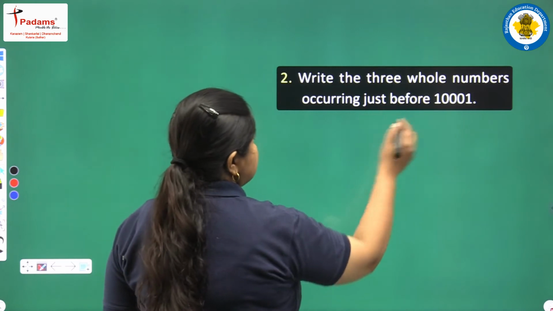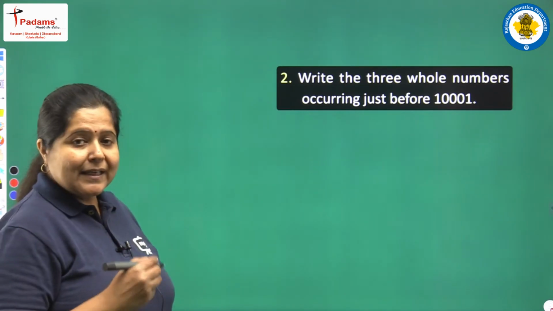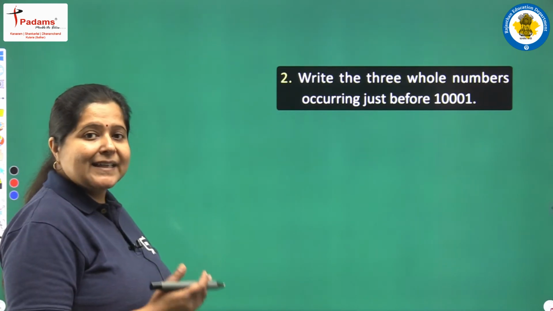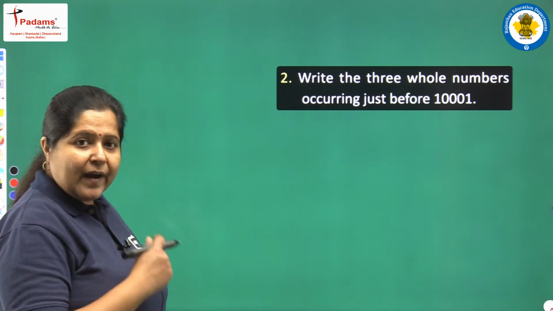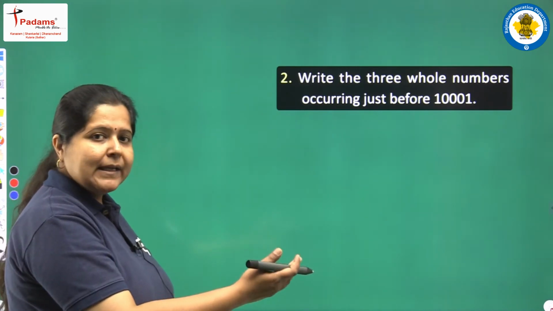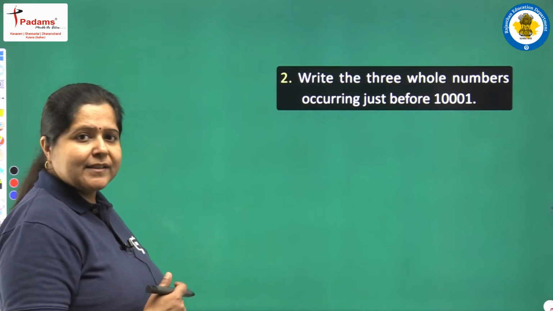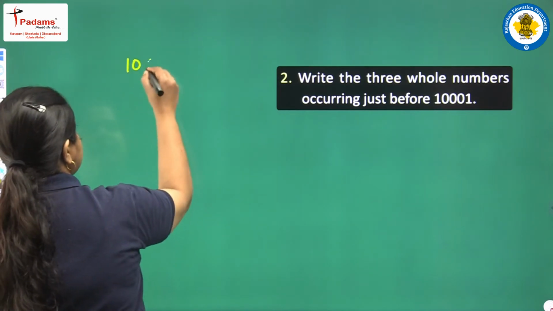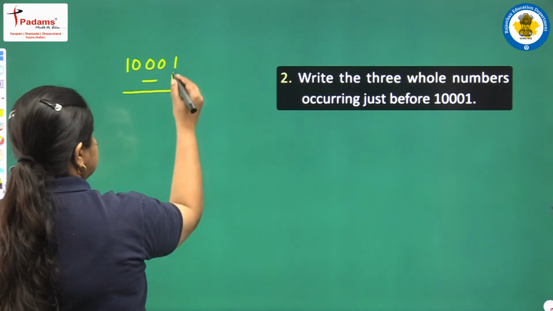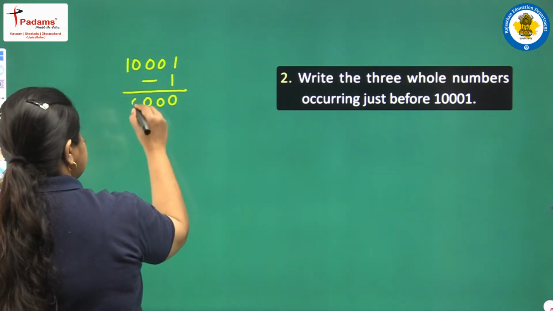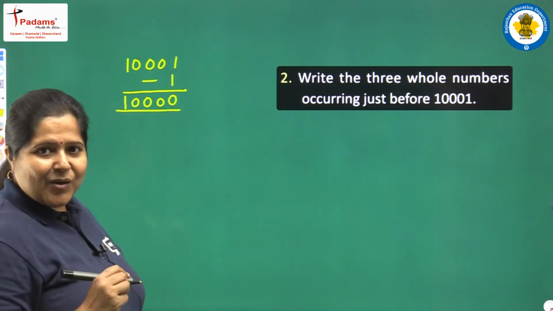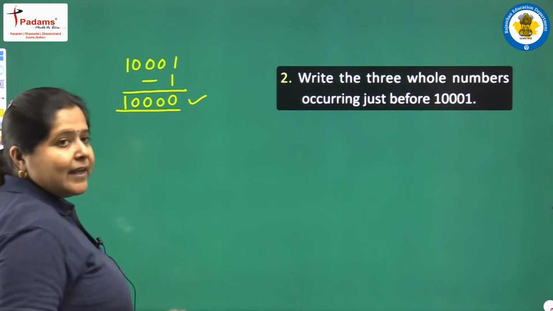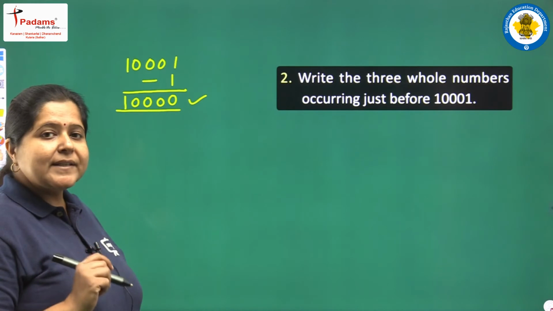Write the three whole numbers occurring just before 10,001. Now we need to find the numbers coming just before this given number. To find it, we need to subtract 1. To find the number coming next to the given number, we add 1, and to find the number coming just before it, we subtract 1. Let us do so. We have 10,001, subtract 1, 1 minus 1 is 0, then we have these zeros, it is 10,000. Now again to find the number just before this 10,000, we again need to subtract 1 from its units place.